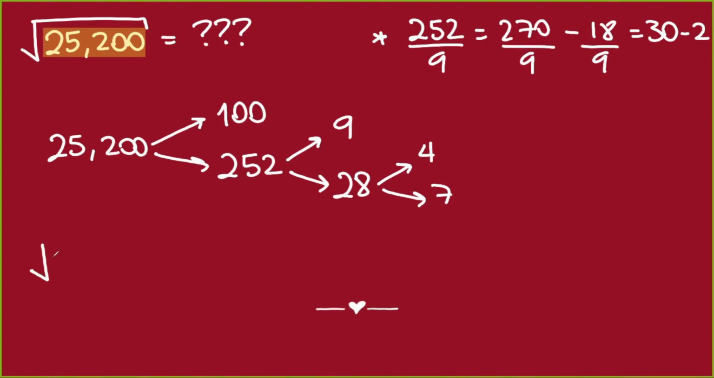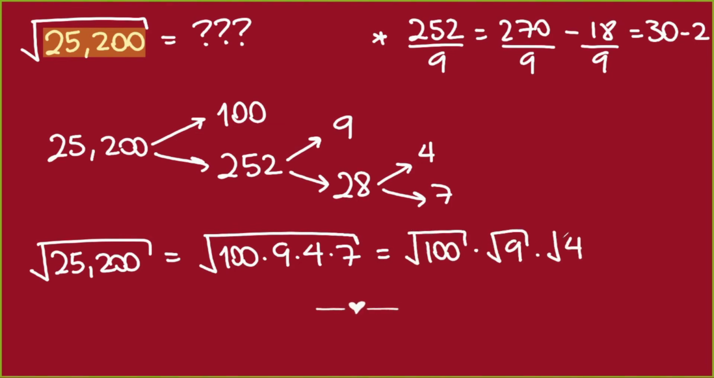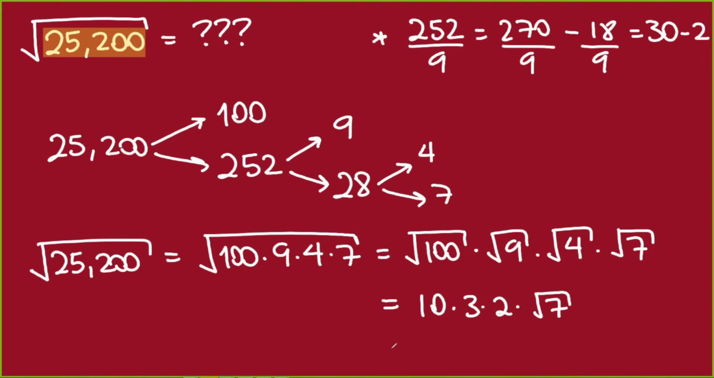Now let's rewrite this number as a product of 100 times 9 times 4 times 7, and using the same property I can split this into the square root of 100 times the square root of 9 times the square root of 4 times the square root of 7. The first 3 square roots are going to give me whole numbers. Now I have 10 times 3 times 2, and the only root that I cannot simplify anymore is going to be the square root of 7. When I multiply 10 times 3 times 2, I obtain 60, so my answer is going to be 60 square root of 7.